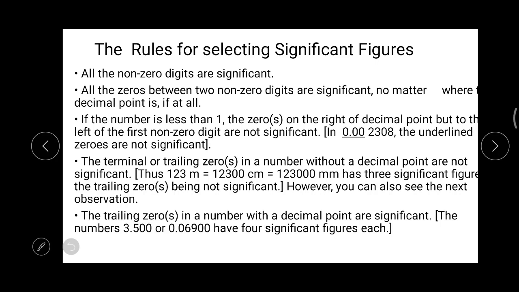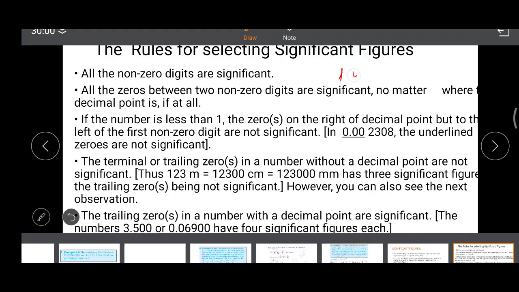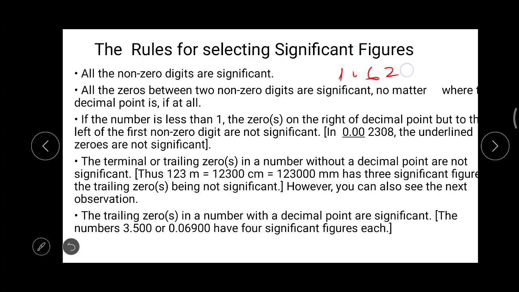The first rule is that all the non-zero digits are significant. All the non-zero digits are significant. As we explained earlier, suppose you are considering 1.621, there the last 1 is also a significant figure, so there will be 4 significant figures. Remember that. All the non-zero digits are significant.